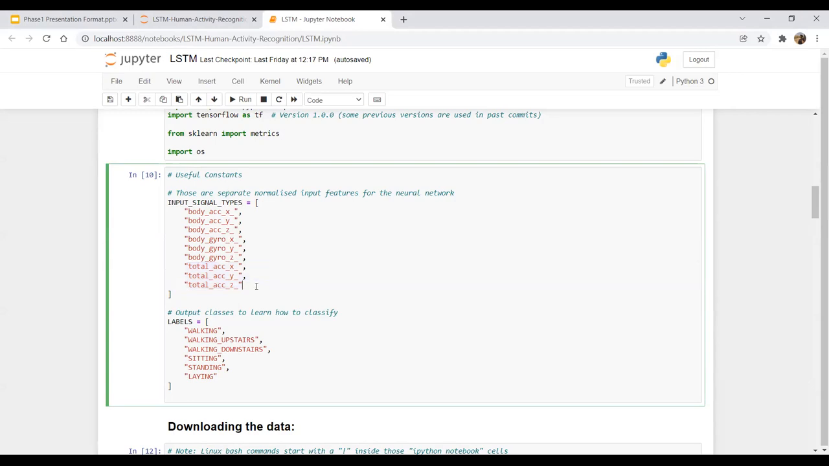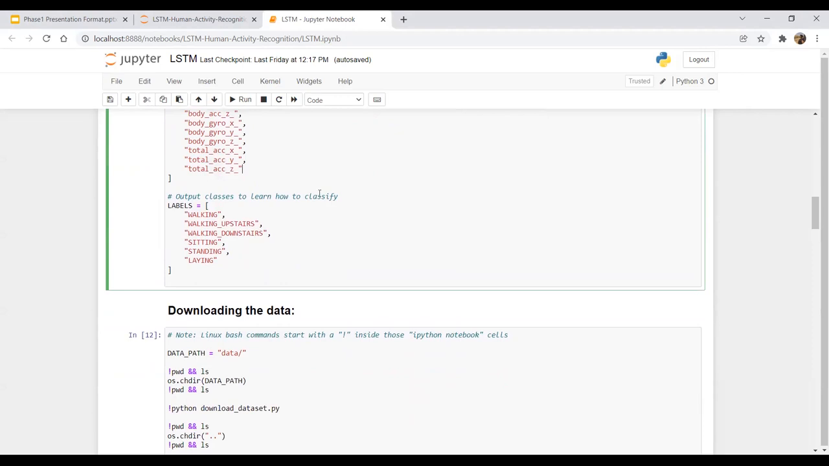These nine data points, if predicted for any human using the smartphone sensor, can predict the final values of the outcome. And that is what we're going to be doing. Labels.